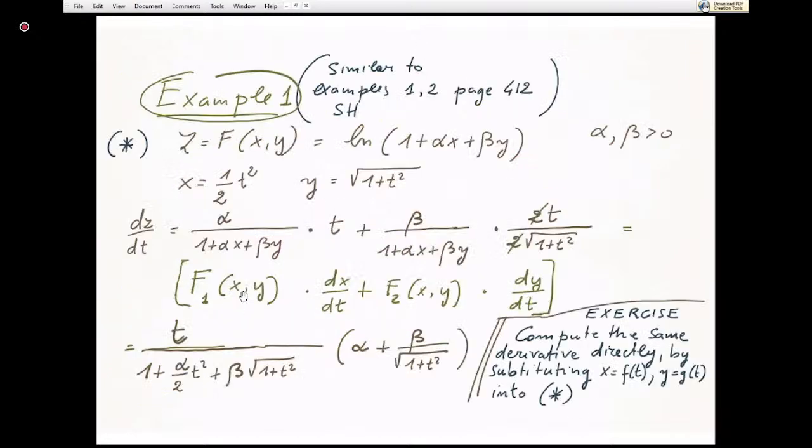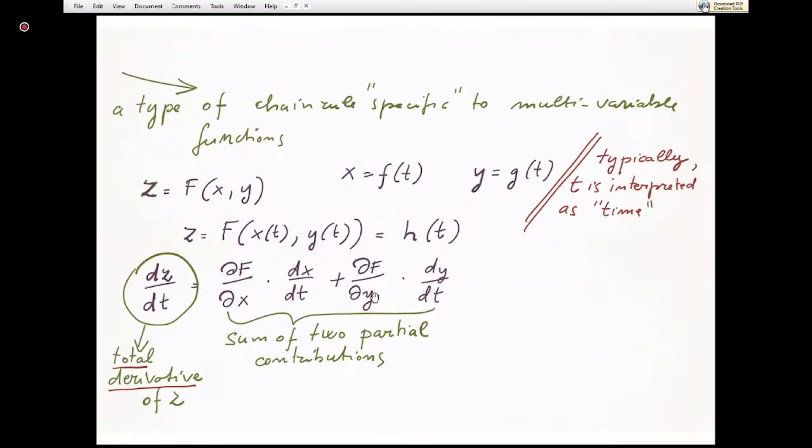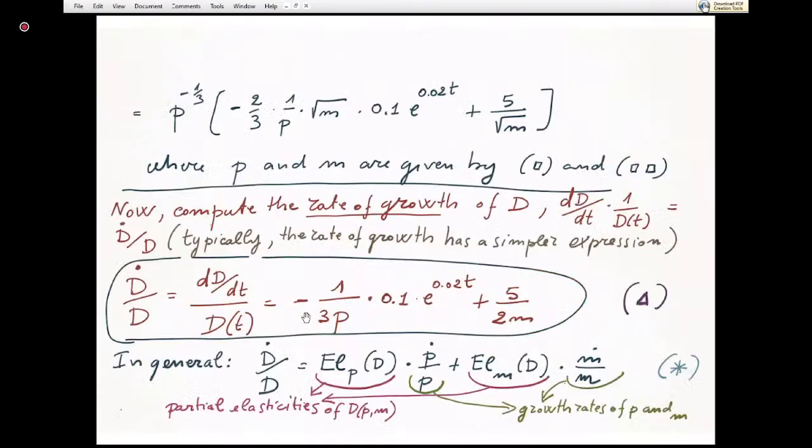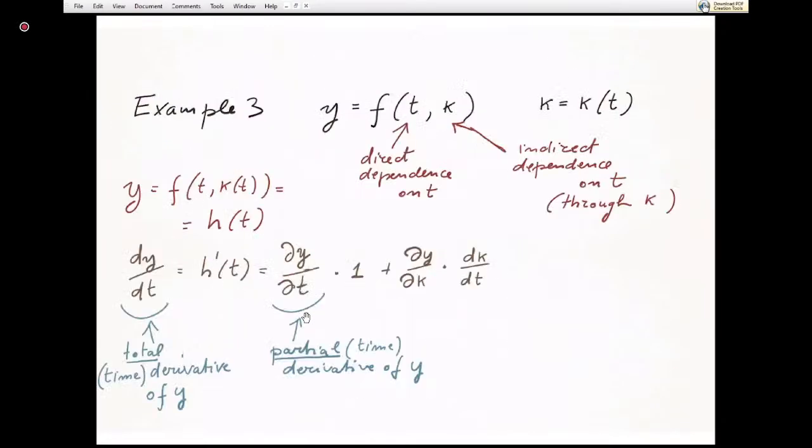But there is a typical example which falls within this structure, but it is simpler, which is this one. Suppose that you have a function of two variables, and the dependent variable is called y, and it is itself a function of time.